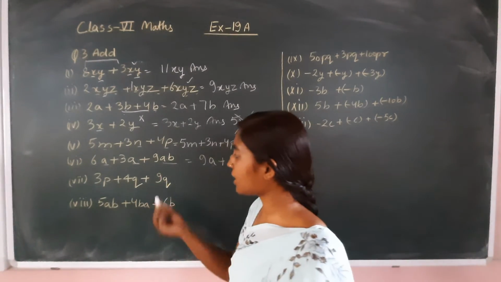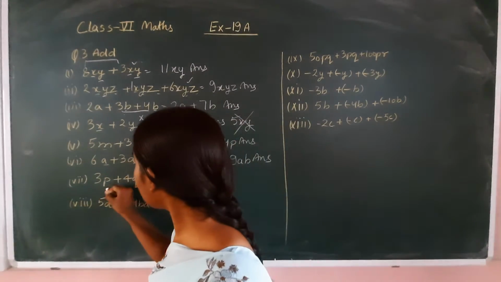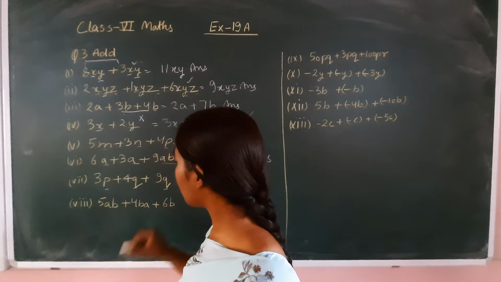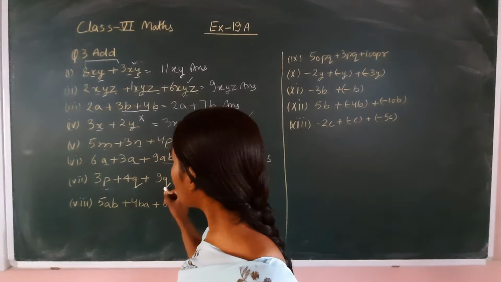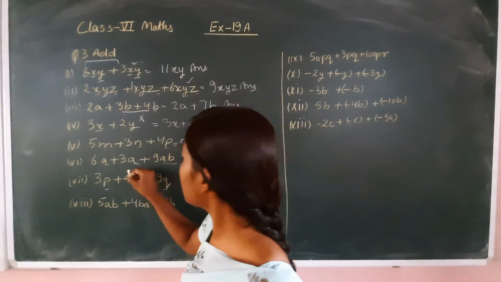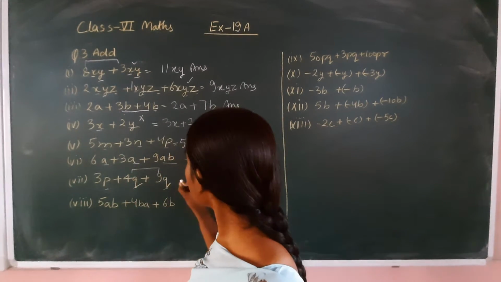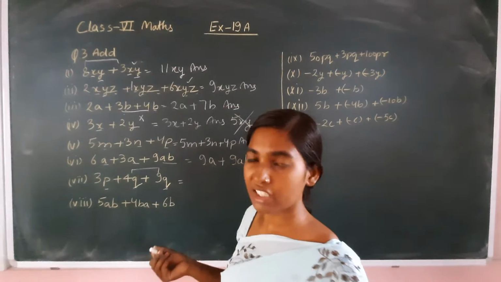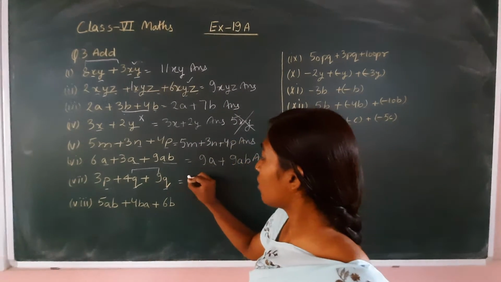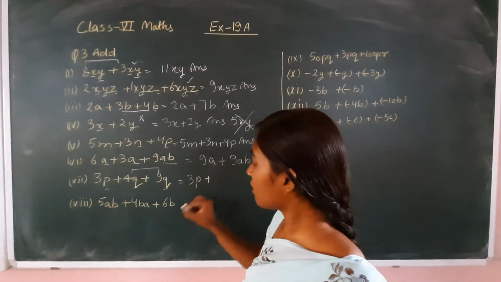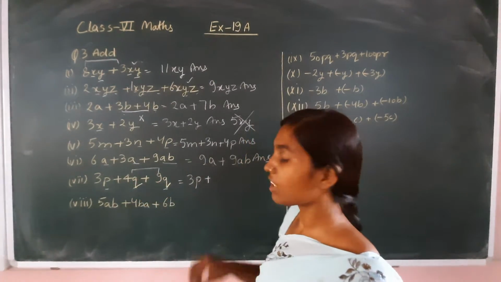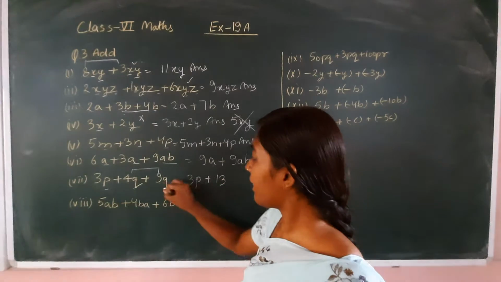Now come to question number 7. Here is p, here is q, here is q. This term is not like any other terms. These two terms are like terms. So they will get added or subtracted. 3p will be as it is, as there are no like terms. 3p will be as it is, plus 4 and 9 will become 13 and q.